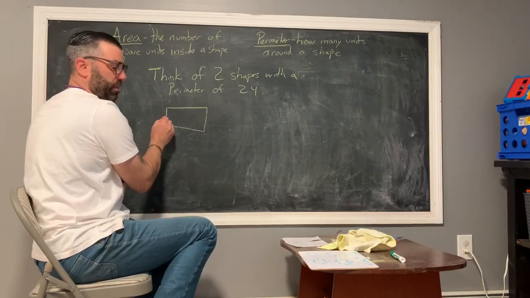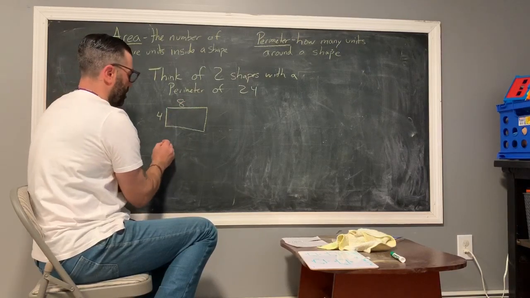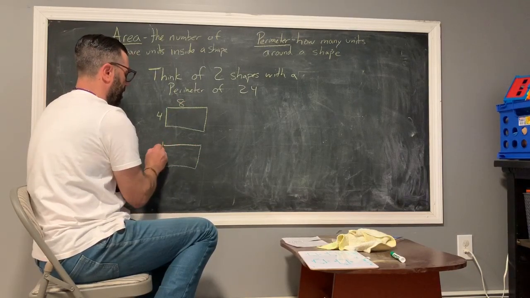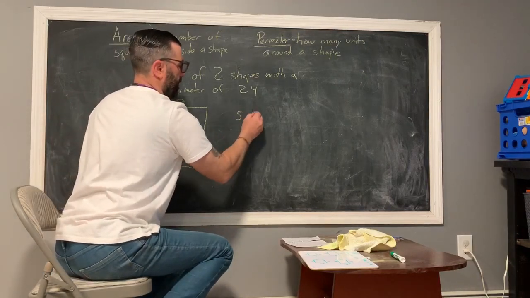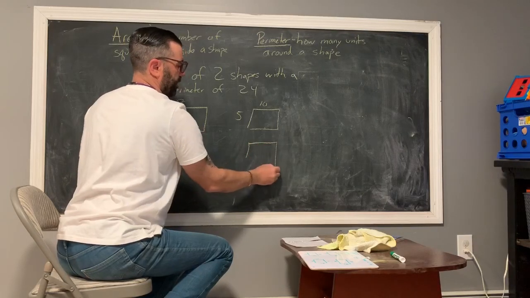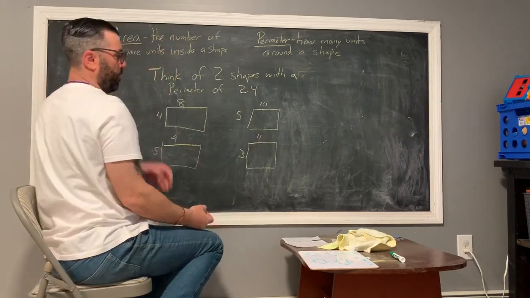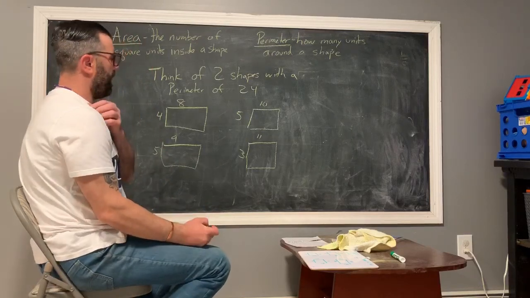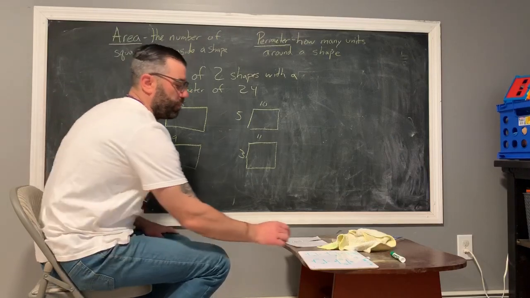So they'll give you something like a 4 by 8, a 5 by 9, a 5 by 10, and I'm just drawing rectangles, these are not to scale, a 3 by 11, okay? So then I have to find the one with a perimeter of 24.